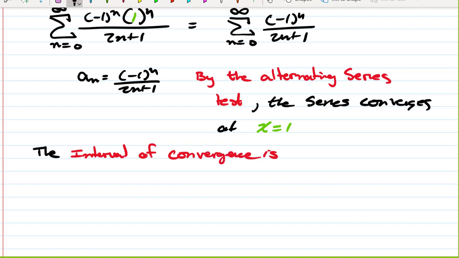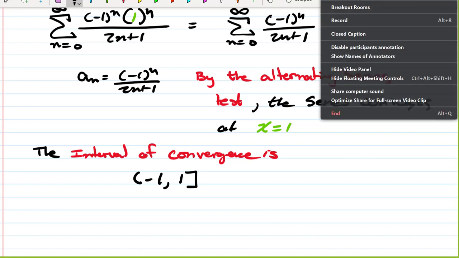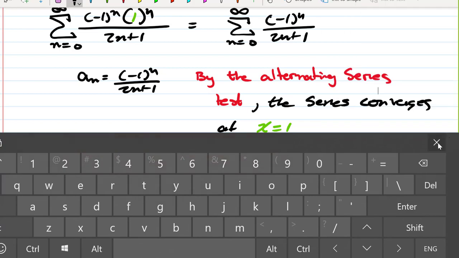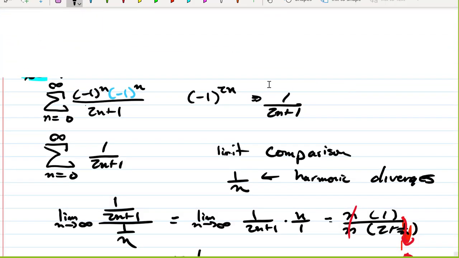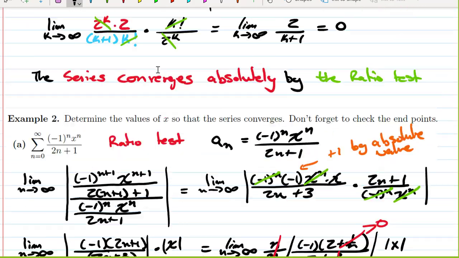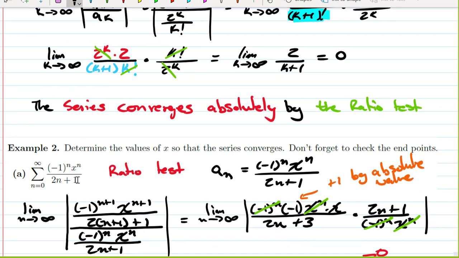is, it does not converge at -1, but it does converge at +1. So we get a half open interval from -1 to 1. So then the x values for which this series converges are for all x's from -1 to 1, including +1, but not including -1.